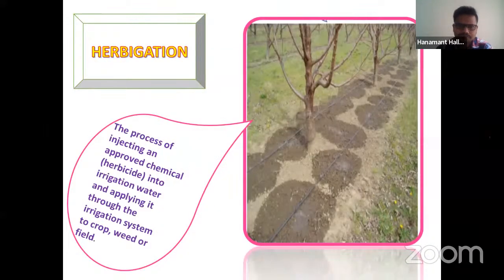that is different classes. So that's why, in order to overcome such practices, one of the new methods of herbicide application is herbigation. Here we are selectively applying the approved chemical, that is herbicide, into irrigation water and applying it through the irrigation system to the crop, weed or the field. Here we are selectively applying the herbicides to the targeted crop. Here we get close to 100% weed control.